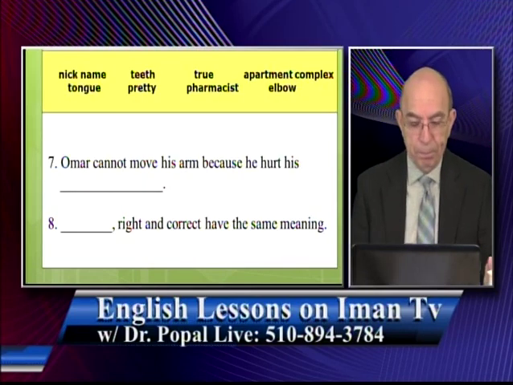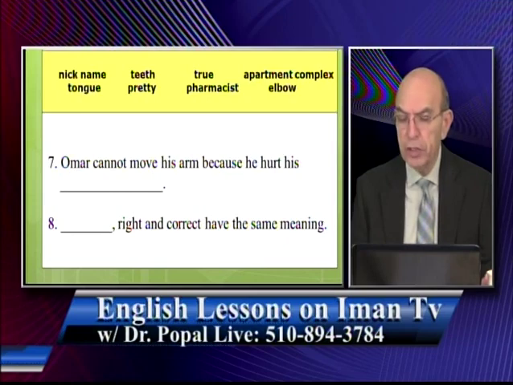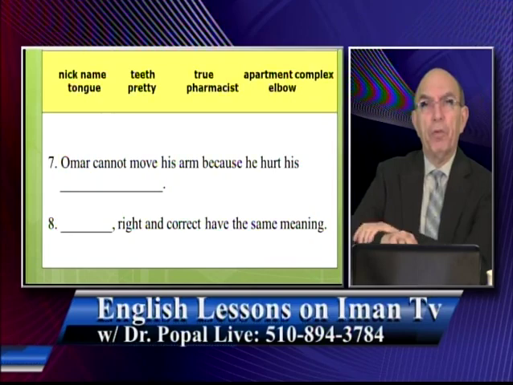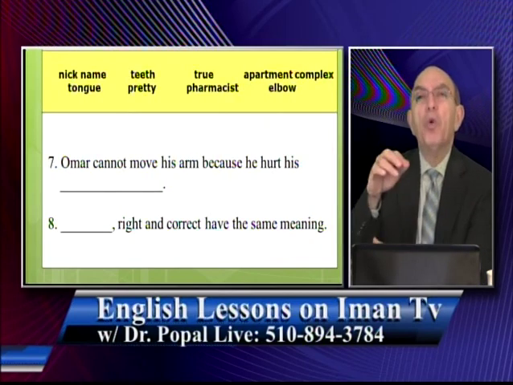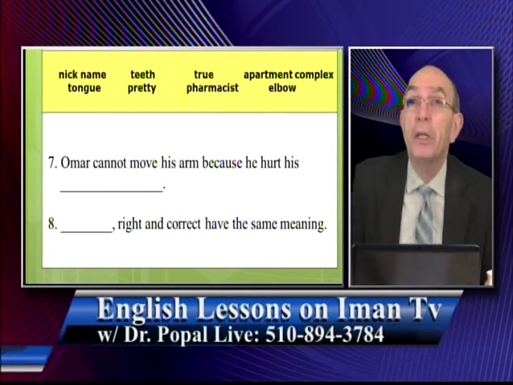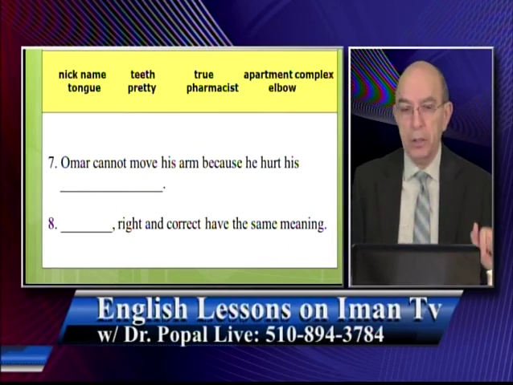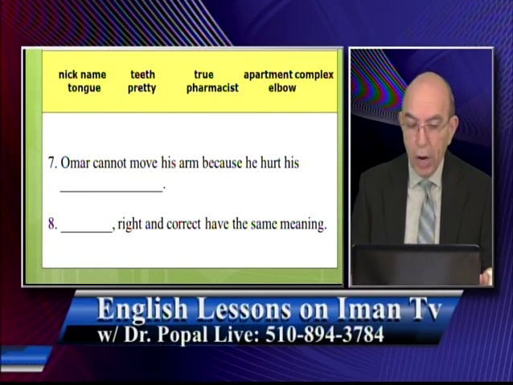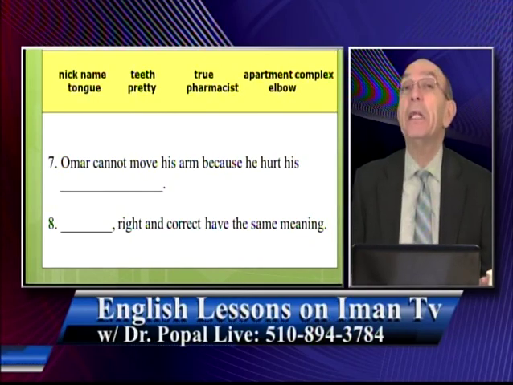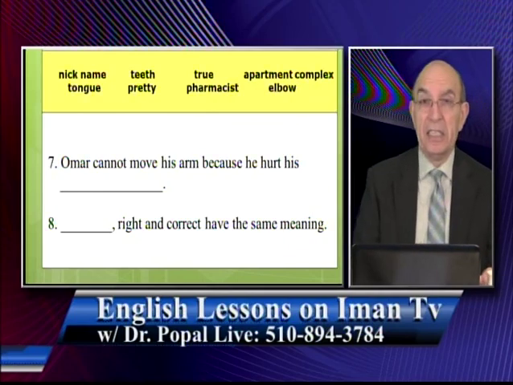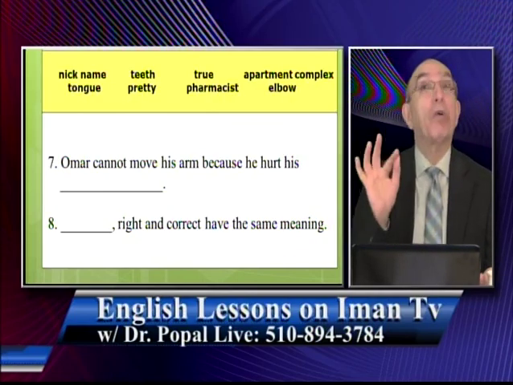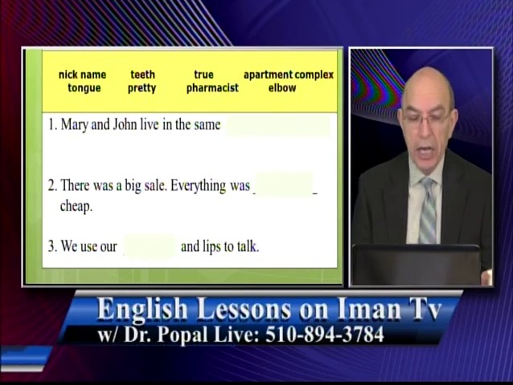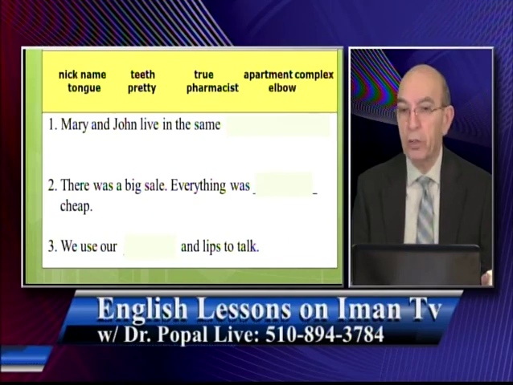Number 7. Omar cannot move his arm because he hurt his what? When you cannot move your arm, forearm, upper arm, lower arm, which part should hurt that it may not allow you to do that? So I want you to name the part. Number 8. Blank. Right and correct have the same meaning. Which word on this list means right or correct?